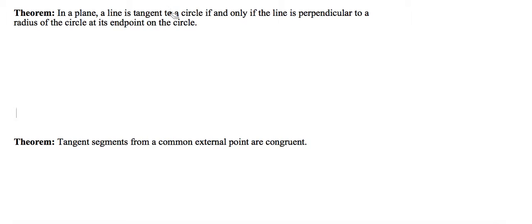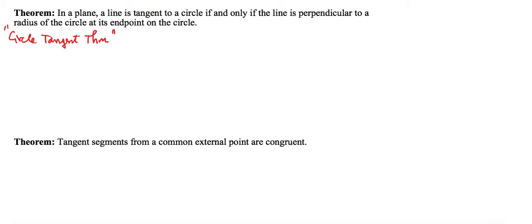In a plane, a line is tangent to a circle if and only if the line is perpendicular to a radius of the circle at its endpoint on the circle. So let's call this the circle tangent theorem. Let's give it that name, at least for our purposes here.